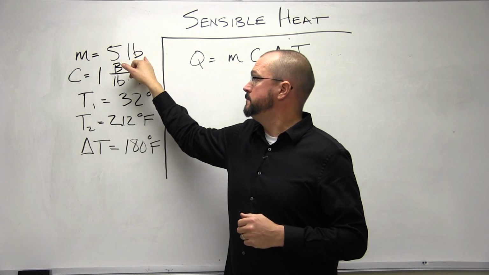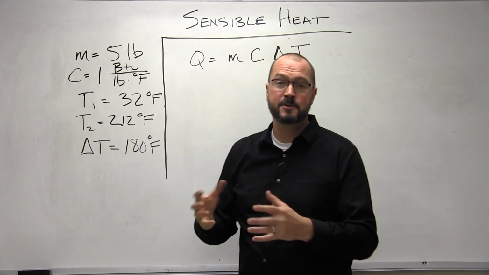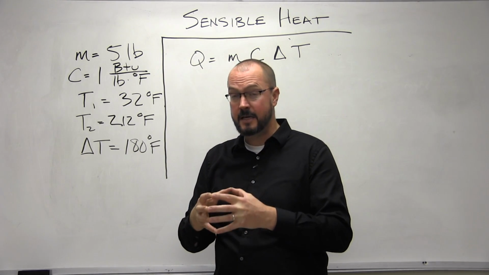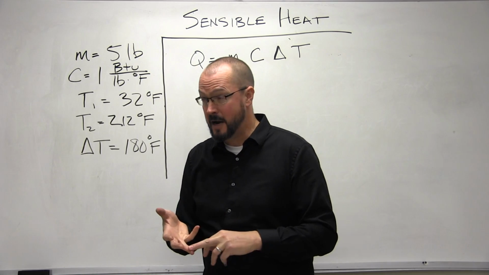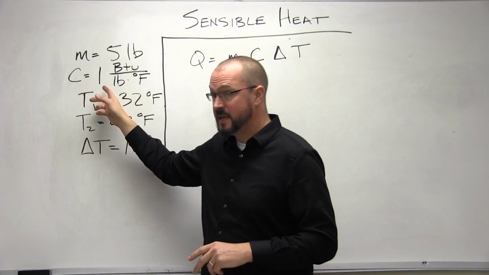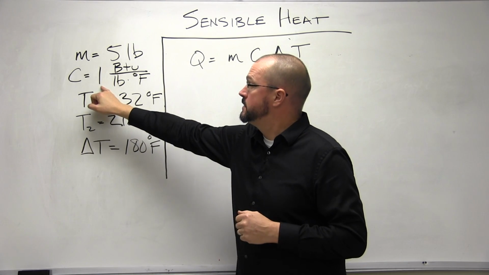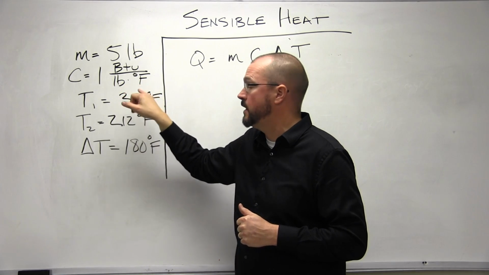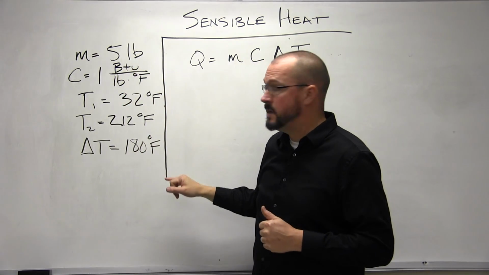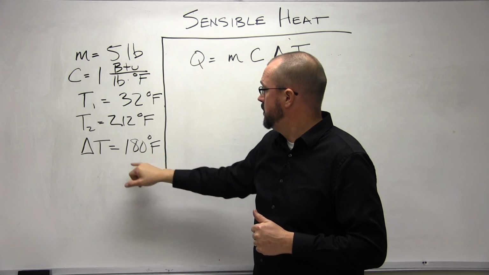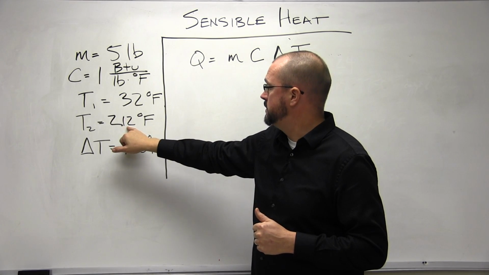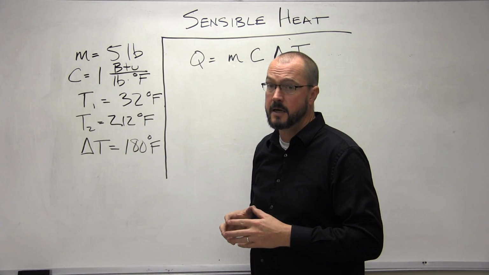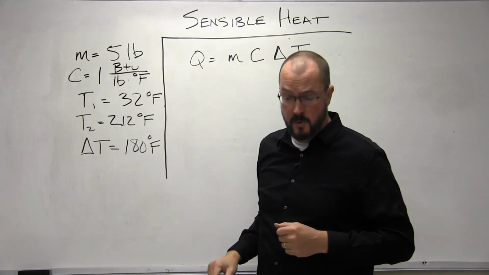We have 5 pounds of it, and water is a special case because water is used to define what a BTU is. A BTU is how much heat it takes to heat a pound of water 1 degree Fahrenheit. So the specific heat of water is 1, but other substances will have a specific heat that is not 1. It's some other number, BTUs per pound degree Fahrenheit. So we have everything we need to solve the equation. Once we do the subtraction, 212 minus 32 is 180 degrees Fahrenheit is how much we're trying to heat up the water.